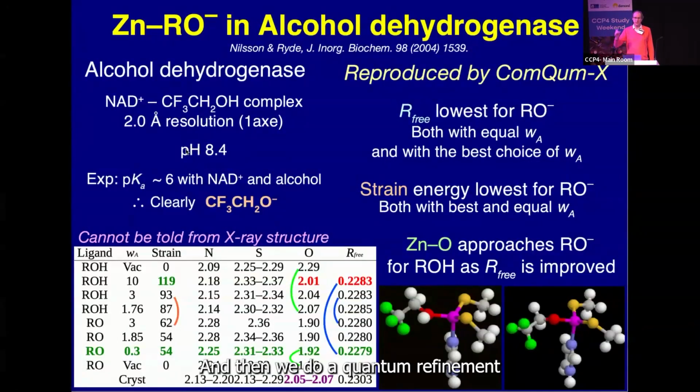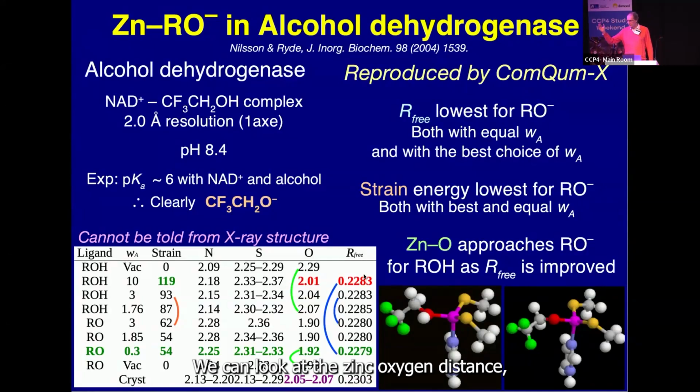Then we do a quantum refinement with both the alcohol, so with the proton, and with the alkoxide, and see which of the two structures fits the experimental data best. We do it with different weight factors just to see how it reacts. And we can look at the R3 value. R3 is not a very good measure for small changes. We use better measures, as you will see soon today, but this is an old study. But we can see that the R3 is a little bit better for the alkoxide than for the alcohol.